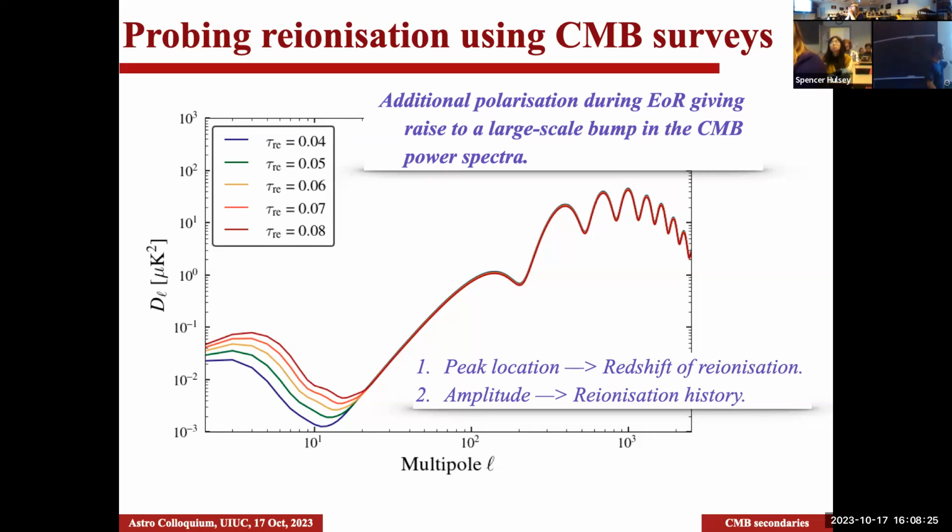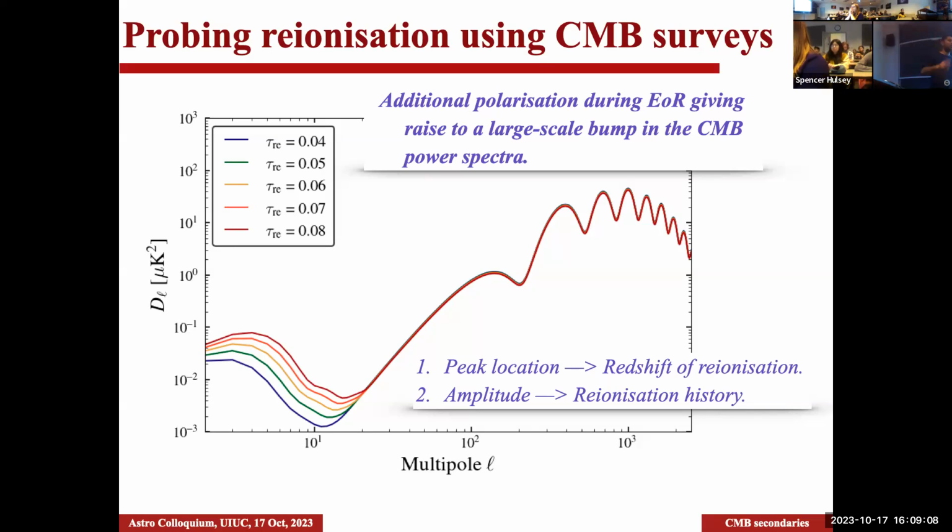So you can see this bump that happens at the time of reionization. Knowing the location of the bump will tell us about the size of the universe at the time of reionization, and that translates to a redshift of reionization. So that's how we probe reionization using E-mode polarization. The peak location corresponds to the redshift of reionization, and the amplitude corresponds to the history. The width also slightly corresponds to the duration of reionization, but it's hard to measure.